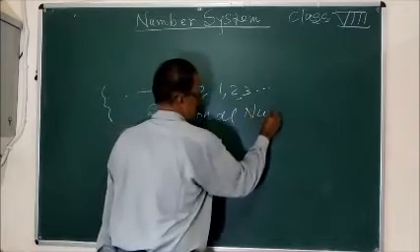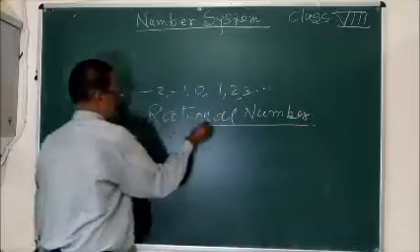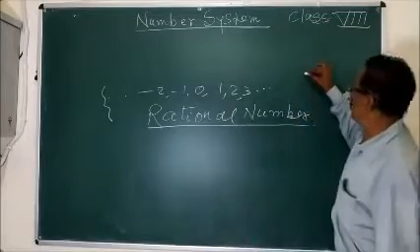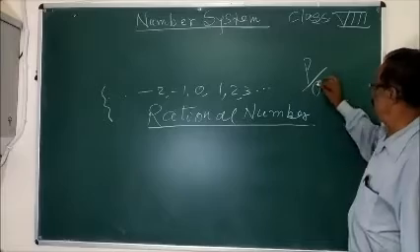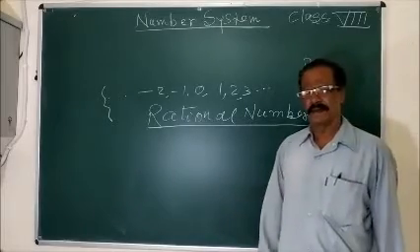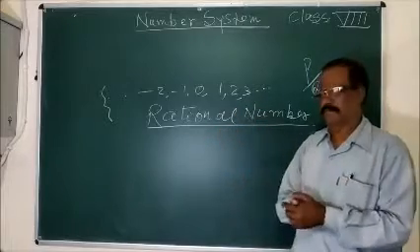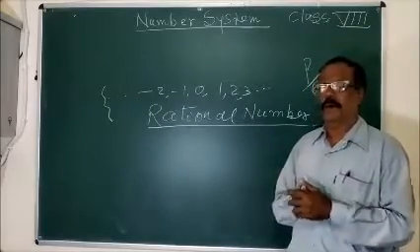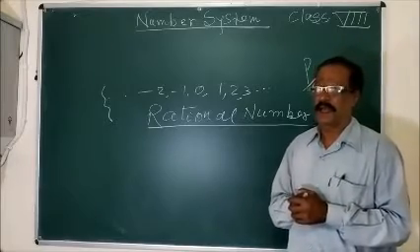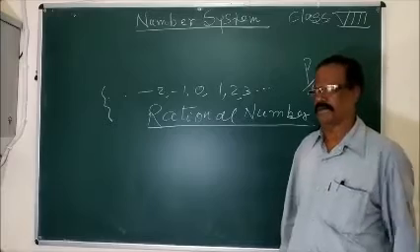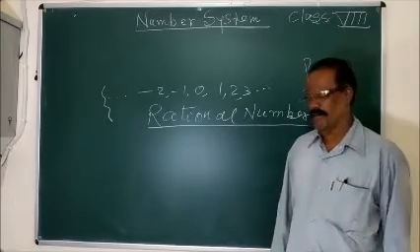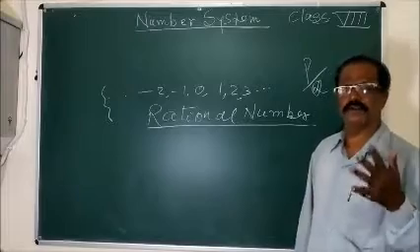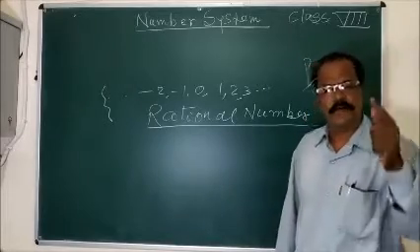Rational numbers. If you want to know what a rational number is: any number, if it is written in the form P upon Q, where P and Q are integers and Q is not equal to 0. Q should not be equal to 0. And if you ask, why sir? Why should Q not be 0? Why should the denominator not be 0?